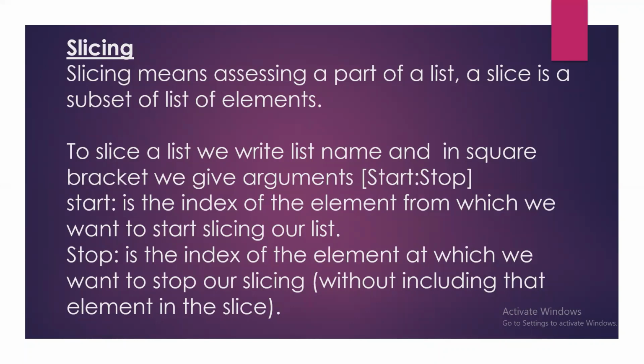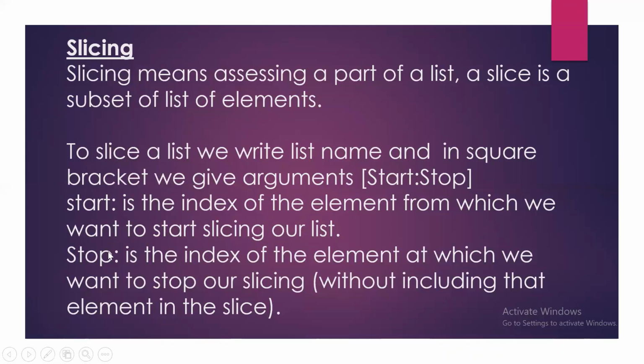To slice a list, we type the name of the list and we have to give arguments inside square brackets, and those arguments are a starting point and an ending point. So we write the name of the list and we type the index of the starting element, start, and stop. The argument start represents the index number of the element from which we want to start the slicing of our list.